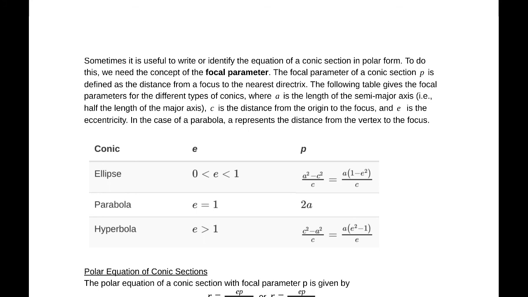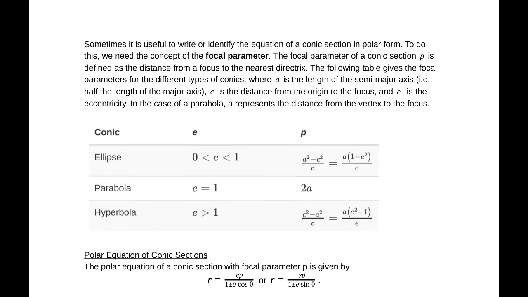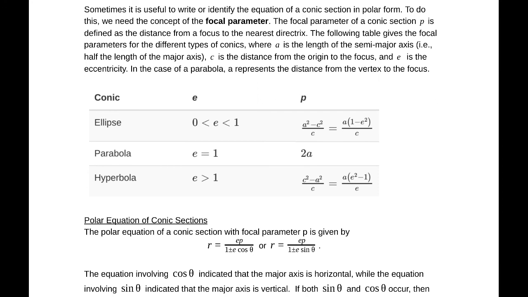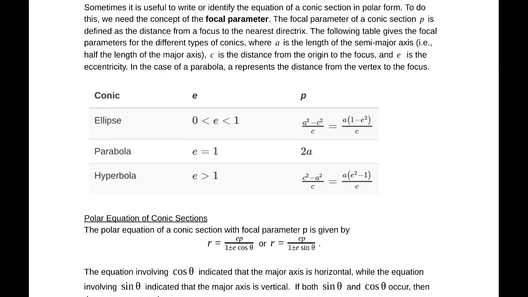For an ellipse, it is a squared minus c squared divided by c. For a parabola, it's 2a. That's actually where it comes from in the quadratic formula. These things are all related. The hyperbola is c squared minus a squared divided by c. Now we can find that parameter just using a formula if we have an equation.